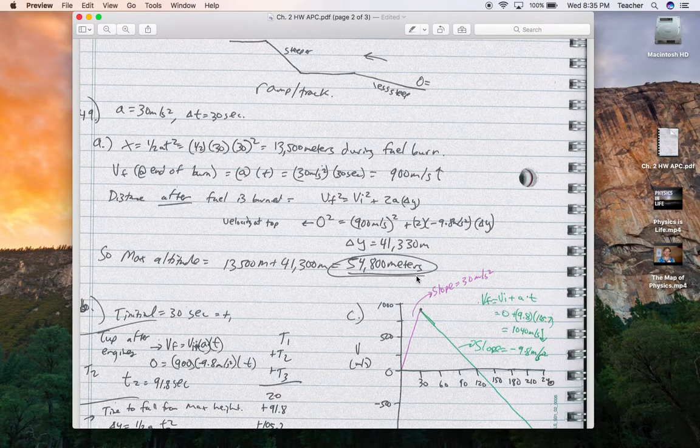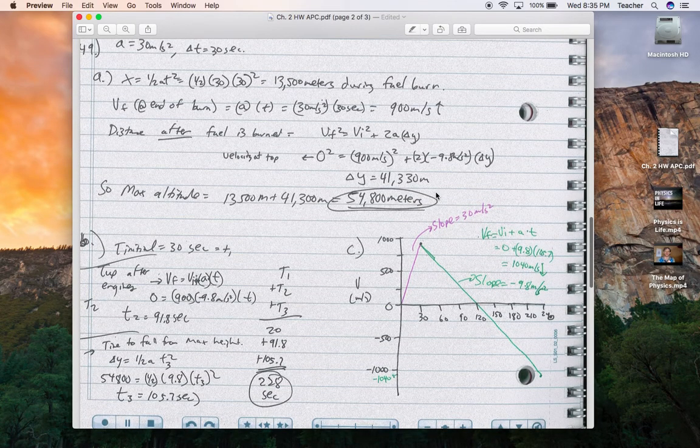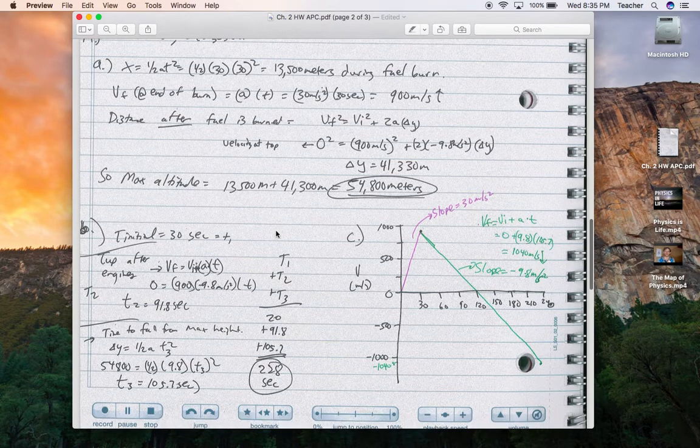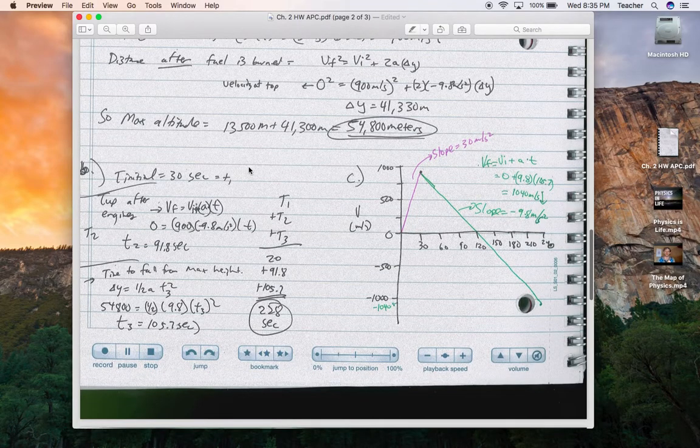The cool thing about that is notice there's far more distance covered after the fuel is gone than when the fuel is being burned. That's true of a lot of the rockets launched into orbit as well. So, they only need a few minutes of fuel in order to get them up fast enough to carry them into a stable orbit. The second part of this is looking at the time that it takes for the object to fall back down to the ground.